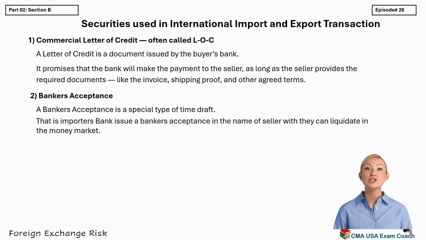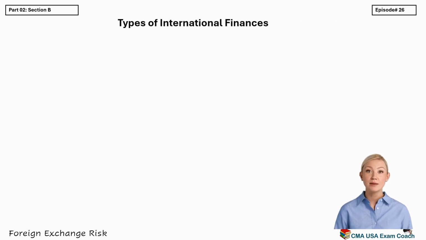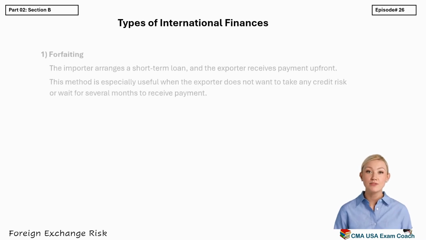Now let's learn about two types of international financing tools that help exporters manage their cash flow and reduce the risk of not getting paid on time. These are forfeiting and cross-border factoring. We'll understand what they mean and how they work in international trade. Let's begin with forfeiting. In forfeiting, the importer arranges a short-term loan and the exporter receives payment up front.